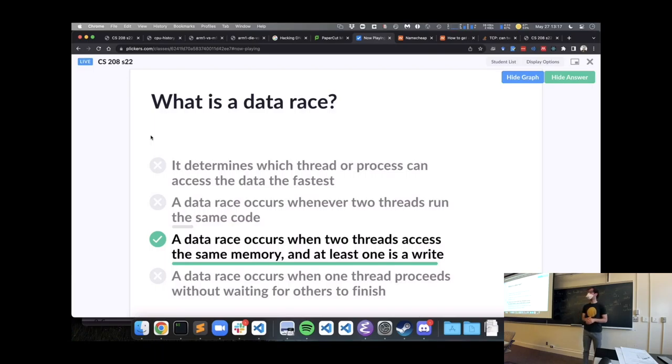I guess I'm just going to ask the nitpicky question. Just because it says when two threads access the same memory, can it happen with more than two? Does it have a different name? No. Data race just means multiple threads. Okay, yeah. Sorry.